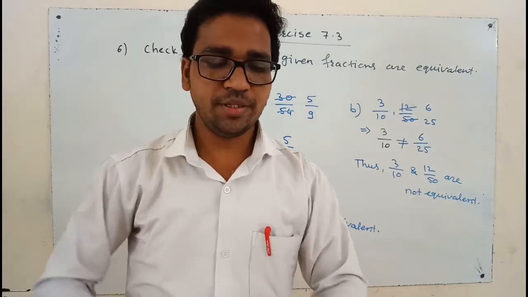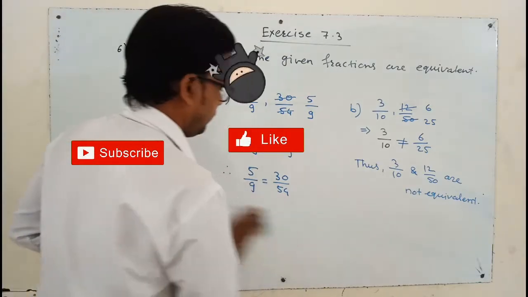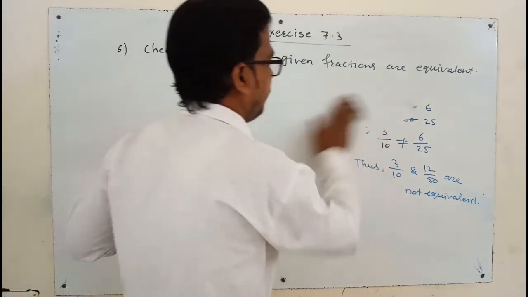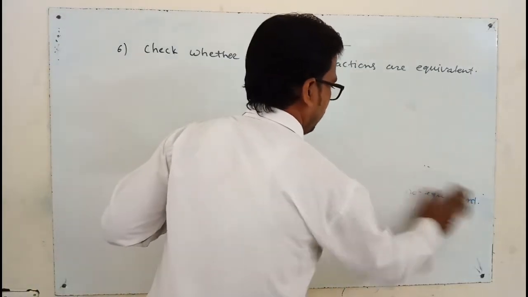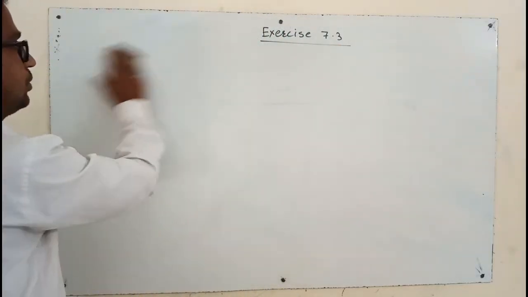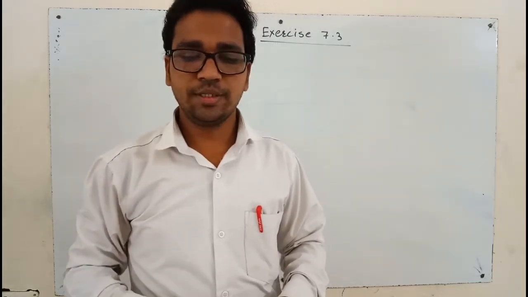Then question number 7 is reduce the following fractions to simplest form. Here simplification. How to simplify the fractions? Question number 7. Reduce the following fractions to simplest form.